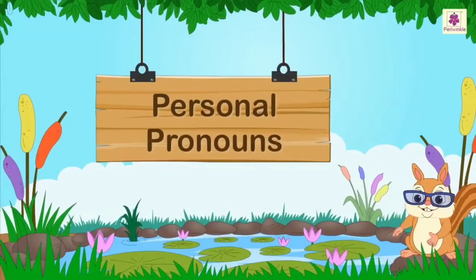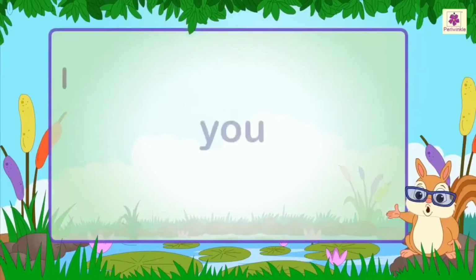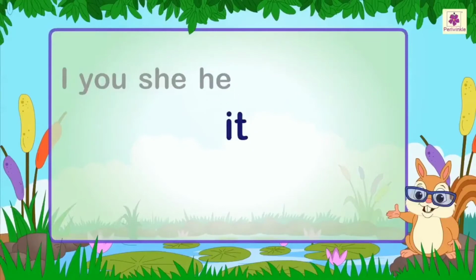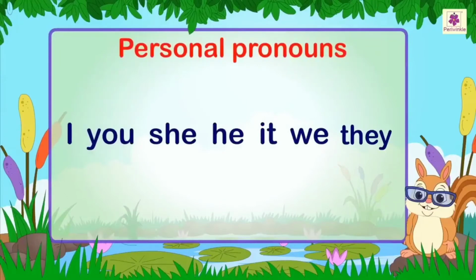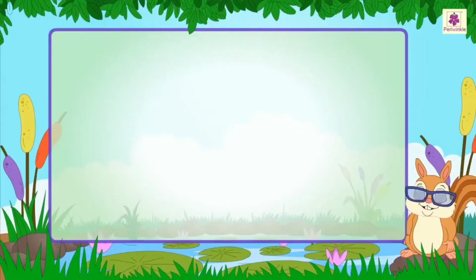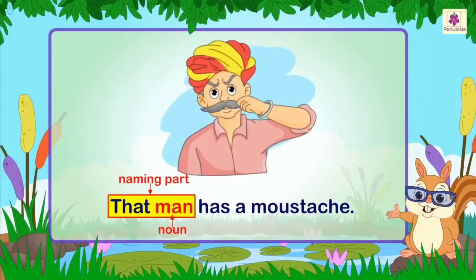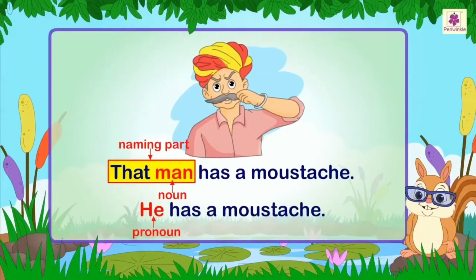Personal pronouns. The words I, you, she, he, it, we, and they are personal pronouns. These pronouns replace a noun or nouns in the naming part of a sentence. For example, that man has a mustache. He has a mustache.